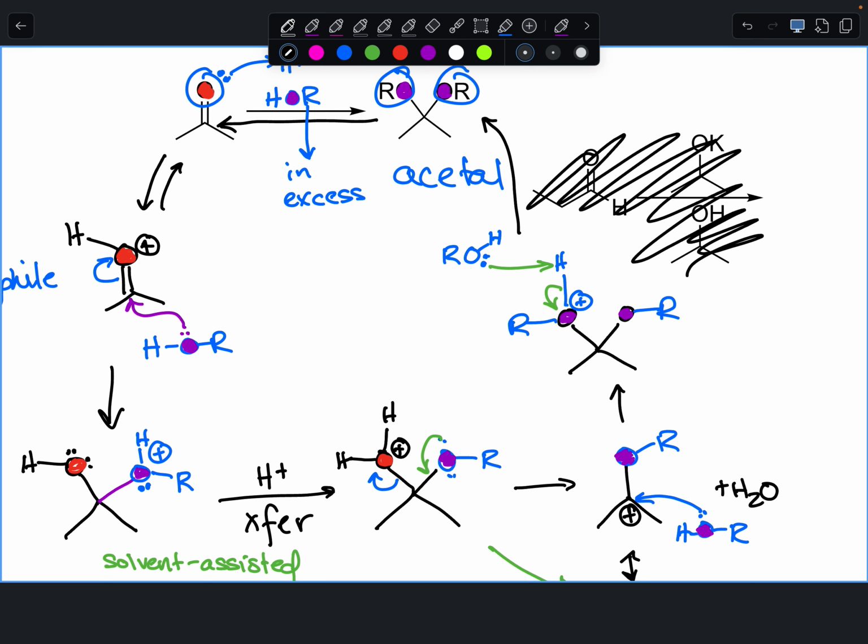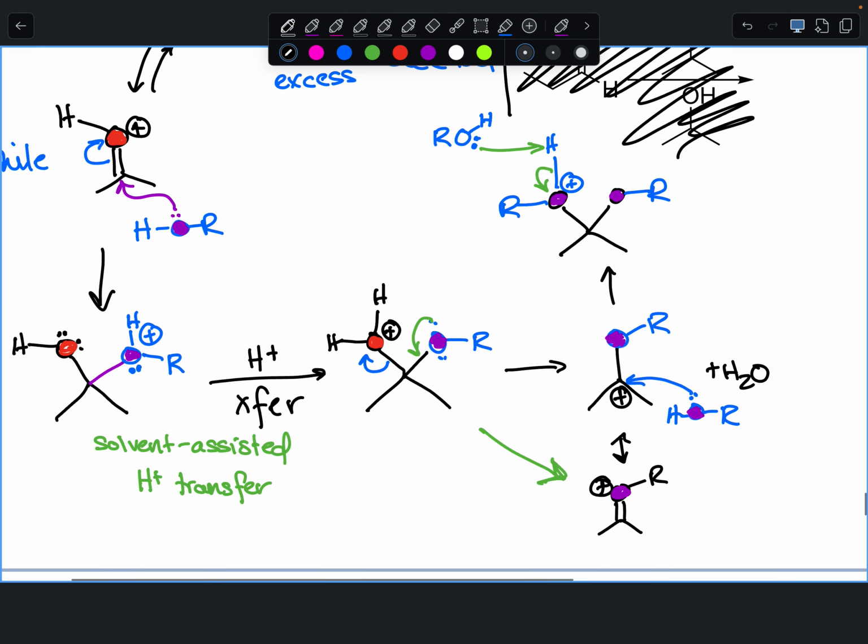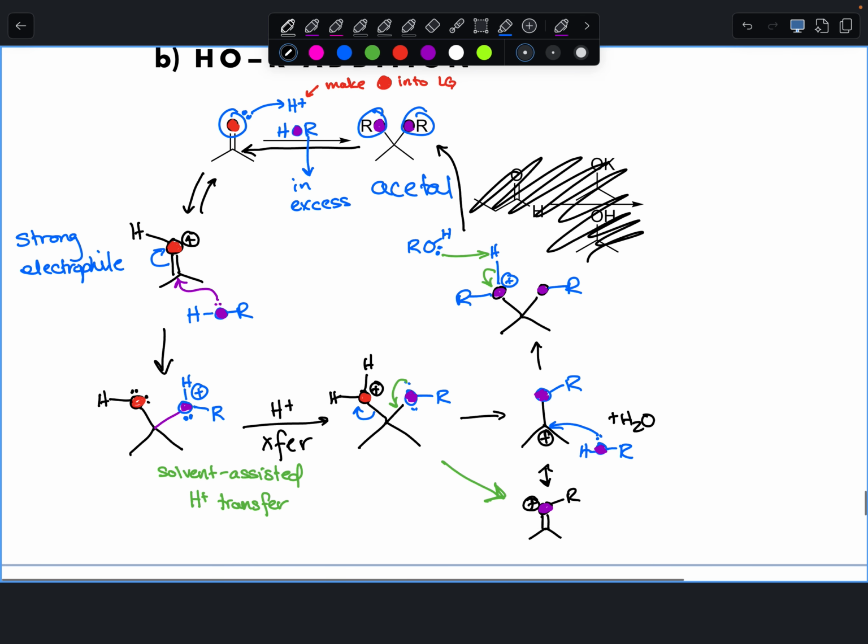Very rarely, in the real world, is it ever 1 equivalent. You guys have probably seen that in lab, right, where you're usually doing reactions with 1.5 equivalents or 1.2 equivalents, so that you have excess and drive the reaction. Great questions, just keep asking.